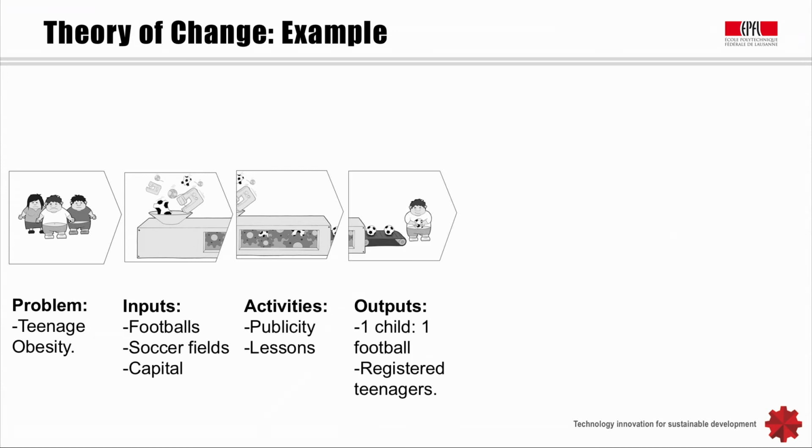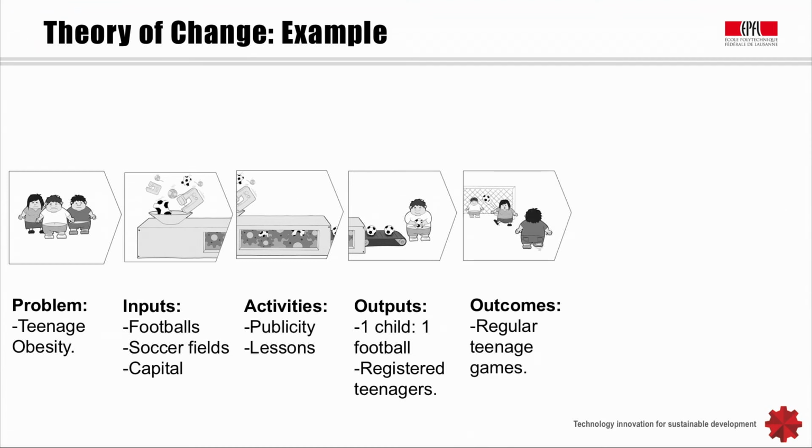After that, we must describe the outputs, which can be defined as the tangible, immediate practices, products, and services that result from the activities undertaken. In our example, this could be 1. Footballs autographed by the football icons, which are available for distribution to every teenager as part of our One Child, One Football campaign. And 2. The number of teenagers registered for lessons and teams following the publicity campaign.